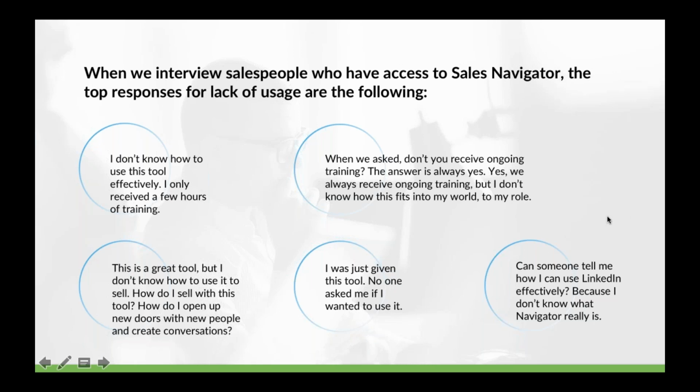When we interview salespeople about Sales Navigator, here are the top responses for lack of usage. I apologize that the slide is wordy, but let me give you a few samples and snippets. Very basic: can someone just tell me how to use LinkedIn effectively? I don't even know what Navigator is. Some people will say, I was just given this tool. No one asked me if I wanted to use it. What do I do? What do I do next?